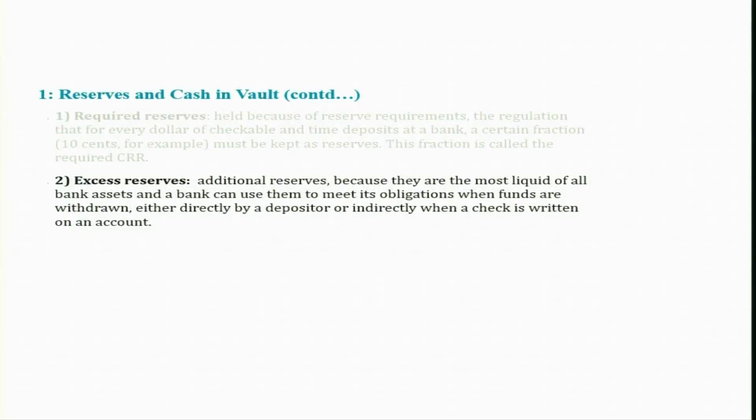So these are additional reserves, because they are the most liquid of all bank assets, and a bank can use them to meet its obligations when funds are withdrawn, either directly by a depositor or indirectly when a check is written on an account.